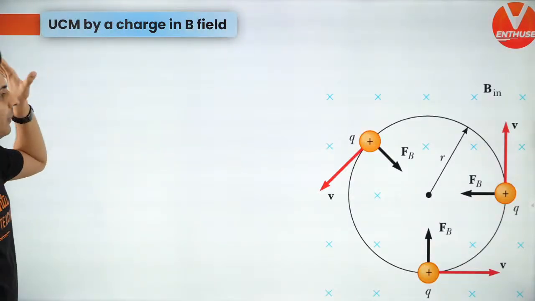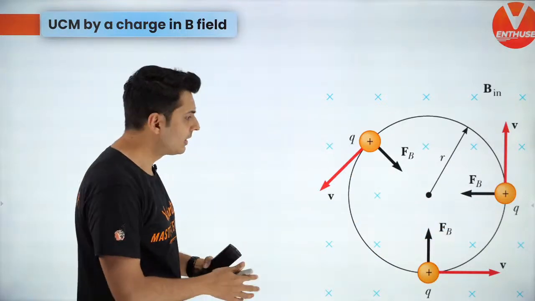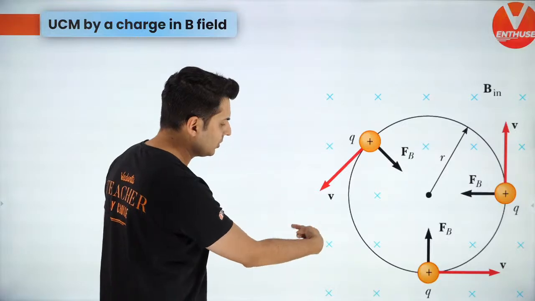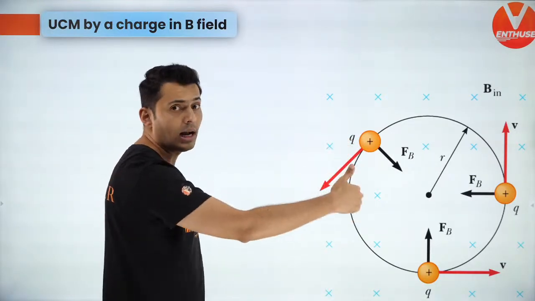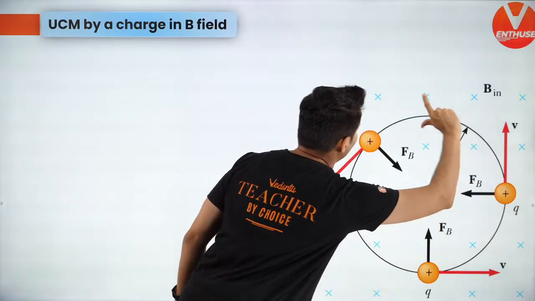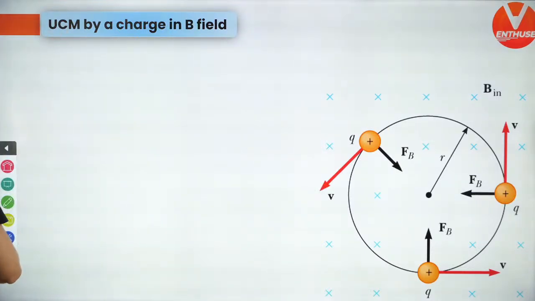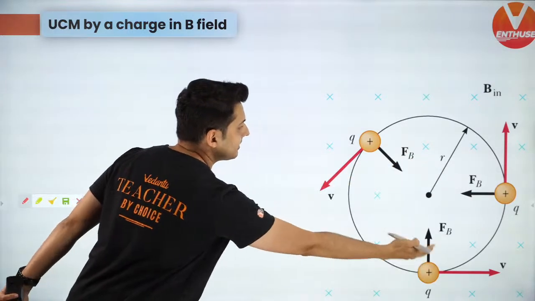Now based on this concept, imagine I throw a charge. Again, use your right hand. Imagine the velocity is there, magnetic field is inside because I've shown by a cross. So V is there, B is inside, force will be here, up like this. This force will continuously change the direction of the velocity and the particle will perform a uniform circular motion. Now we can find everything about it, like the radius, etc.